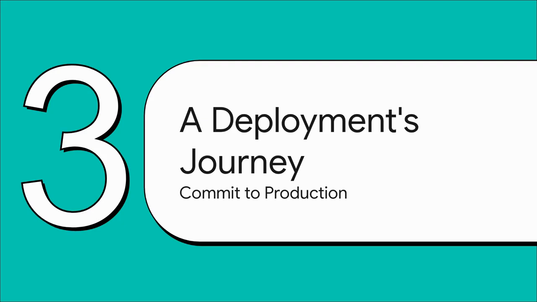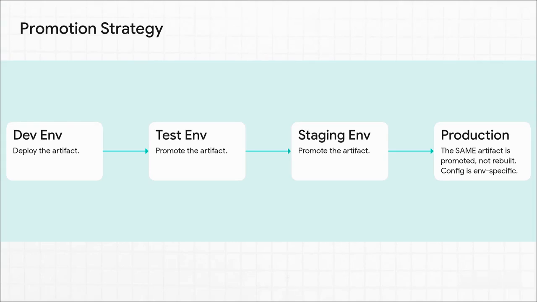So what does this actually look like day to day? Let's follow the journey of that single artifact, all the way from a developer's keyboard to running live in a multi-cloud production environment. Now, check this out. Look at how we move through environments. The artifact we built gets promoted from dev to test to staging. We never, ever rebuild it. The only thing that changes is the configuration that's specific to that environment. Stuff like database connections or API keys. And that gets applied when you deploy. This is how you guarantee that what you tested is exactly what you ship to production.